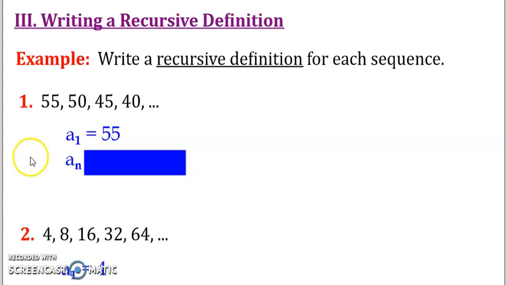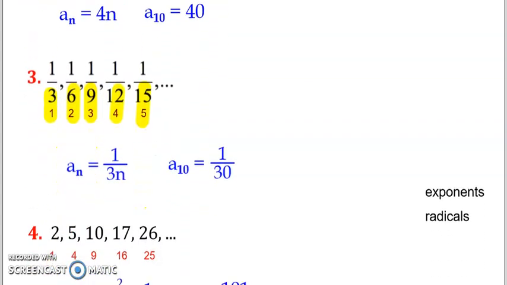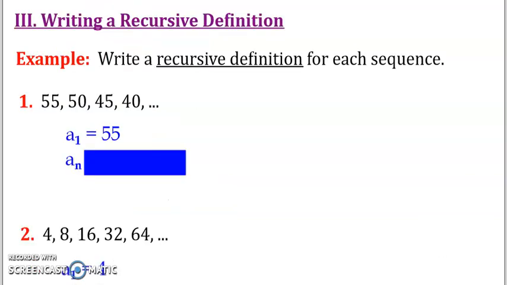All right, everybody, in this video, we're going to be writing recursive formulas based on the sequence given to us. Most of you will probably find this easier than writing the explicit formulas, which we just did. So, without further ado, let's get going.